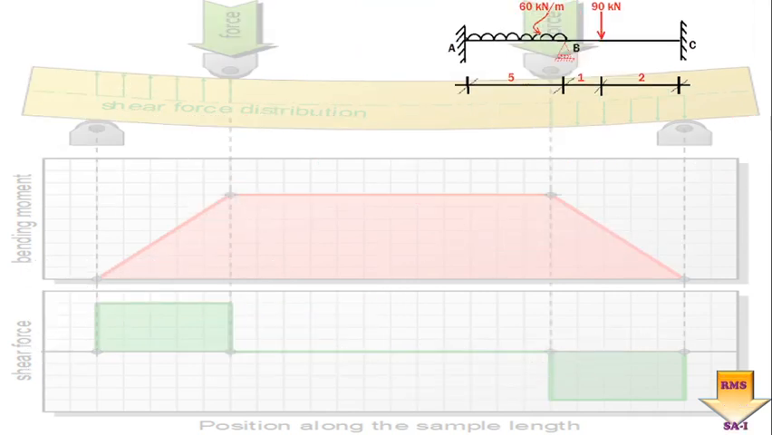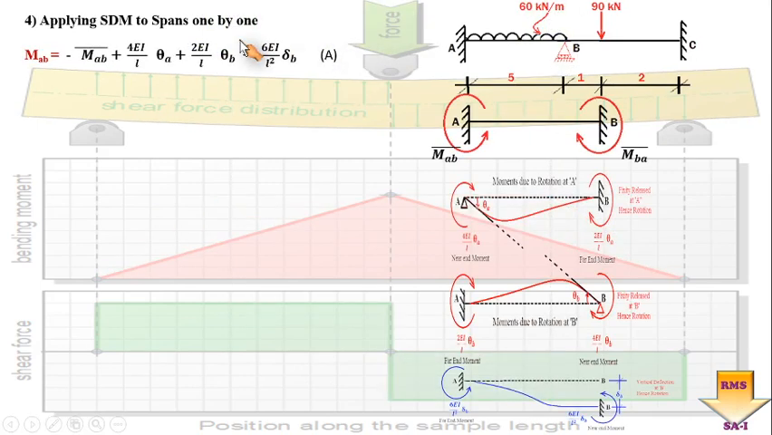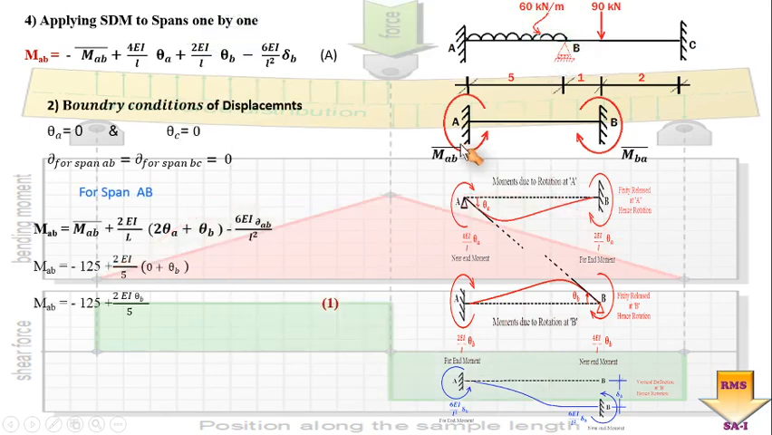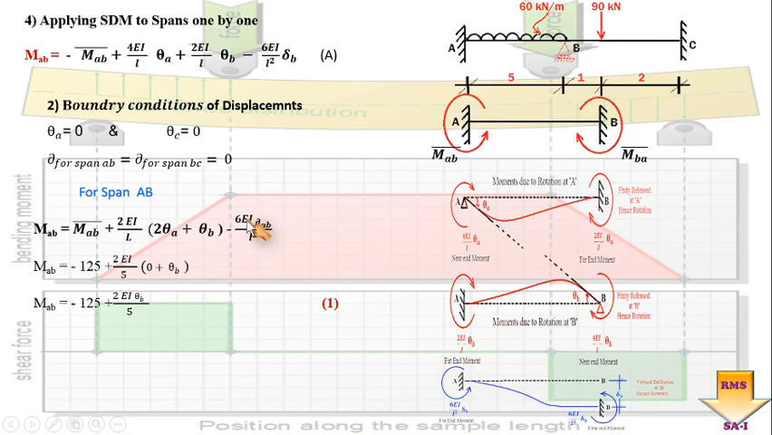Now let us move ahead and see once again the same beam, and we will be applying the slope deflection governing equation. So we know this is the slope deflection governing equation about point A. So considering first span AB and applying the governing equation, MAB is equal to MAB bar plus rotation effect about A, far end effect about point A, and the deflection effect. So putting the boundary conditions in this equation, we are getting a simplified equation. MAB is equal to minus 125 plus 2EI theta B by 5. Is it okay? So here boundary condition theta A was equal to 0 as well as delta AB was also equal to 0. So after putting those values, we got a simplified equation number 1.